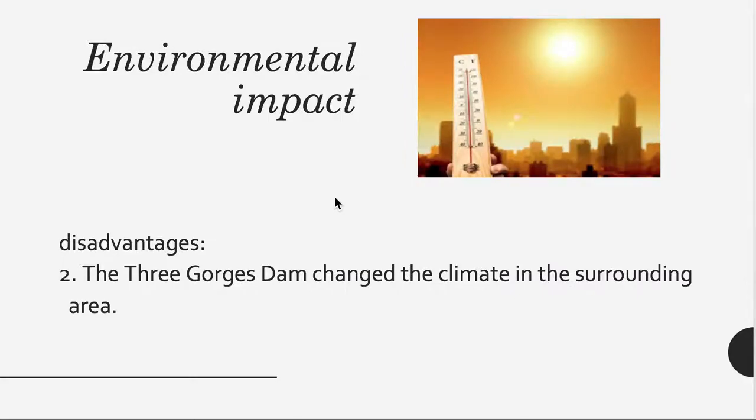And we have one more: the Three Gorges Dam changed the climate in the surrounding area. The high temperature in Chongqing is a typical example. In 2006, nine districts and counties in Chongqing suffered different levels of disaster, and the reservoirs dried up in the whole city. So the dam seriously affected the temperature of the surrounding area.